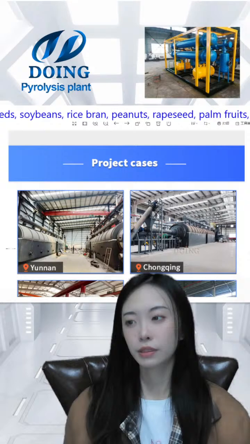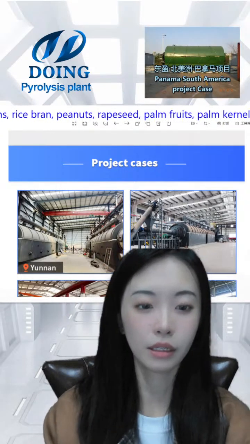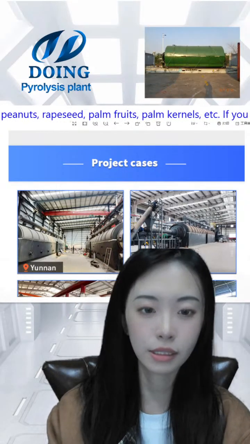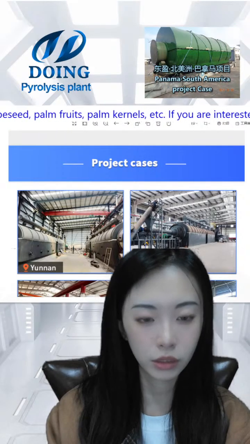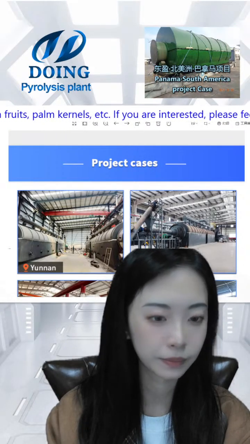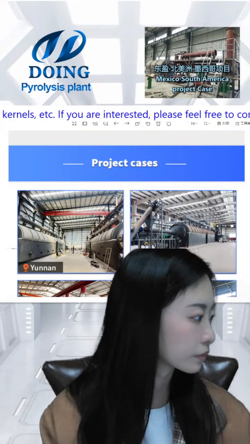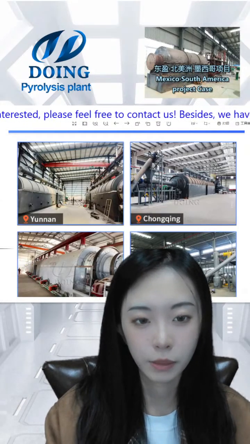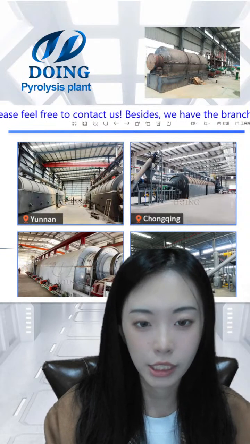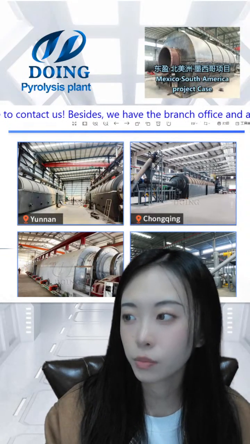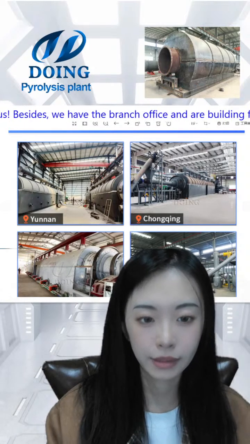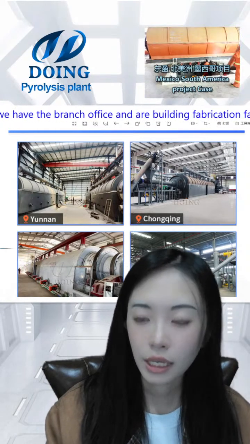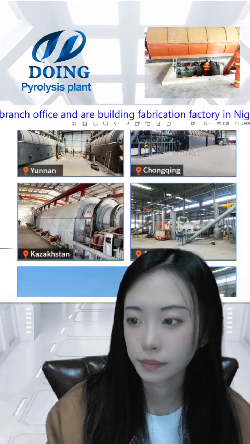This is the project cases. In Yunnan and Chongqing, these two are both fully continuous pyrolysis plants. This one is for plastic, and the capacity is 50 tons. These two customers both bought two lines because they have more than 100 tons of materials to deal with.